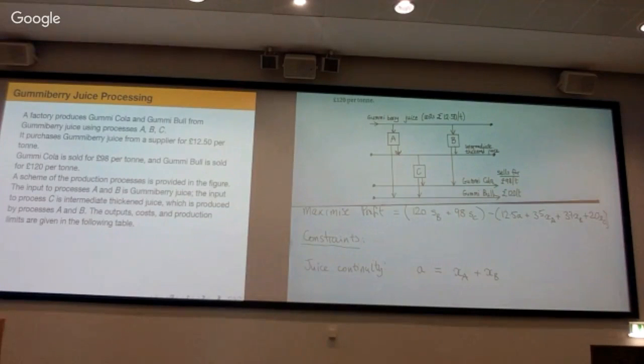Okay, any questions about this constraint? So the next time you see a problem like this, we will be able to do it.